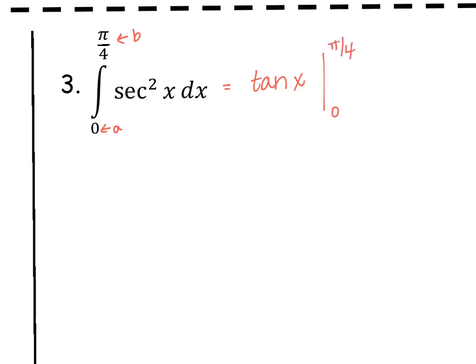Since I just have a single term, tangent of x, I usually don't bother putting parentheses. It's a personal preference. But if I have a long expression, I usually put the parentheses in. All right, substituting in, you have tangent of pi over 4 minus tangent of 0. Tangent of pi over 4 is 1. Tangent of 0 is 0. And so I get 1.